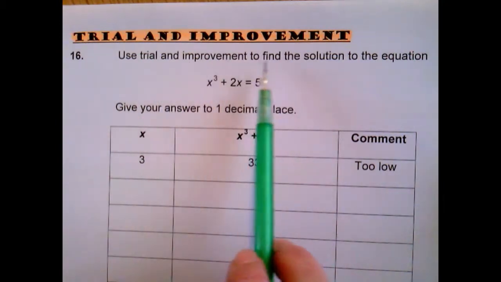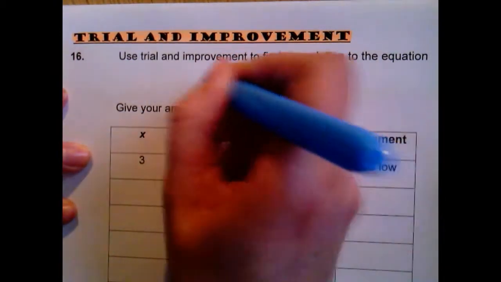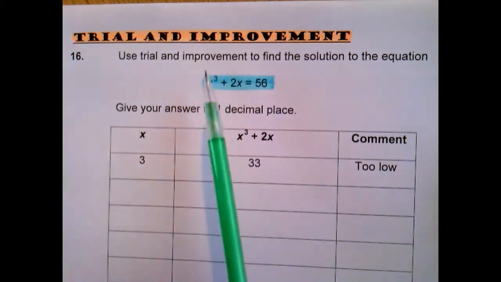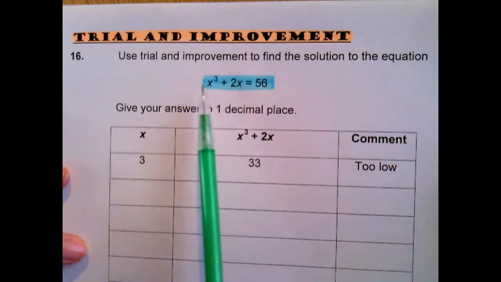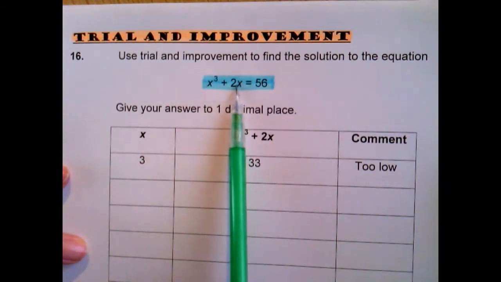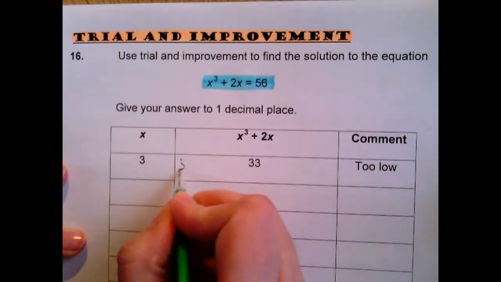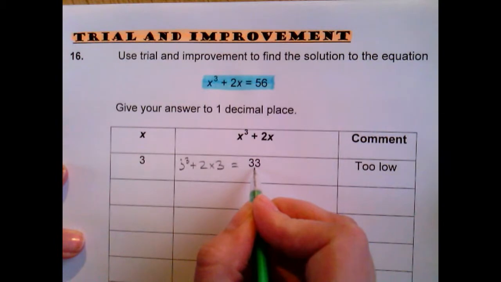So we're wanting to use trial and improvement to find the solution to this equation here. So we're looking at x cubed plus 2x equals 56. So we're trying to work out what cubed plus 2 times what will equal 56. And obviously whatever we put in for the x over here, that's what you put in for the x over here. So they've already tried 3. So they've done 3 cubed plus 2 times 3 and got 33 for the answer.